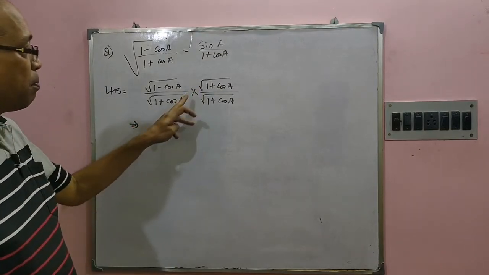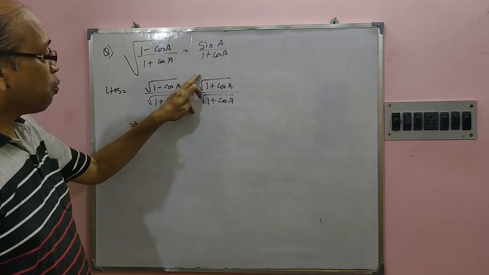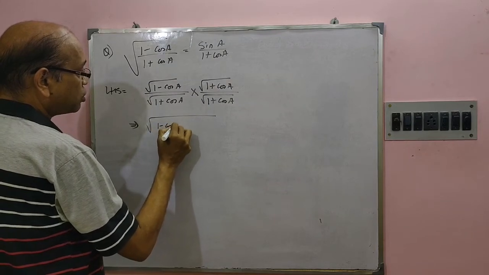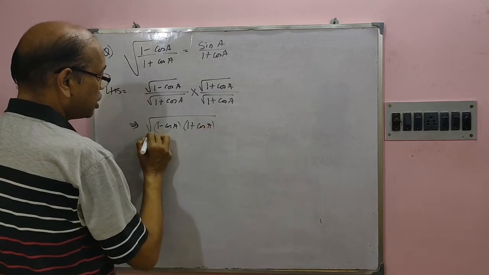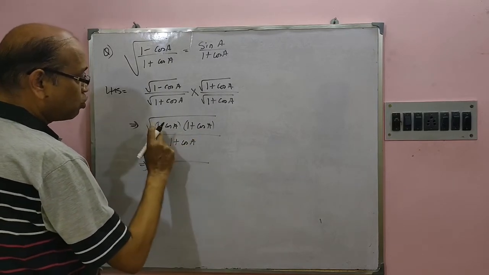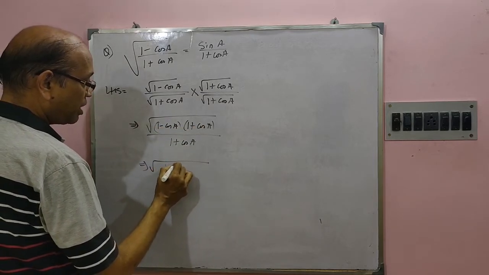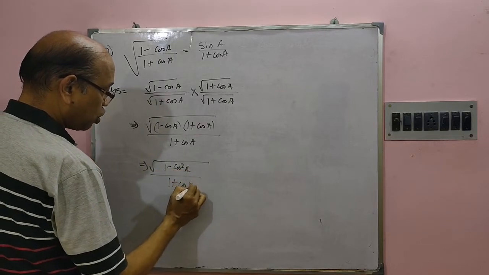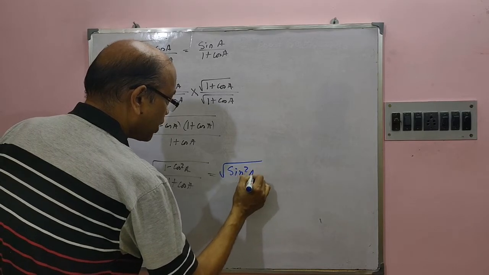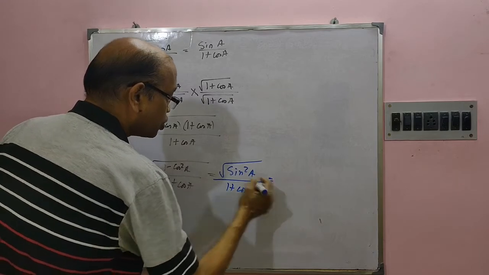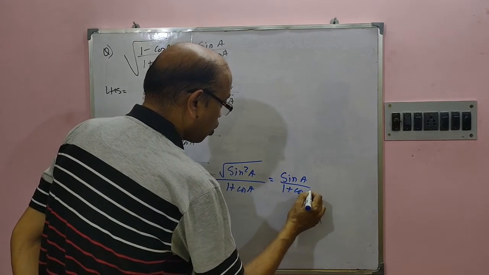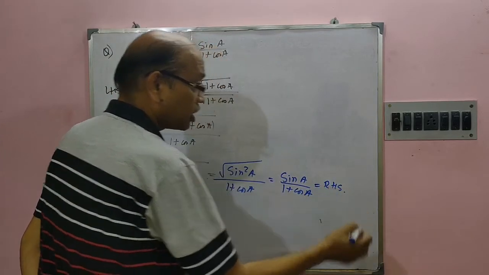So what is the important step? Multiply and divide by root 1 plus cos A by 1 plus cos A. The numerator becomes root of 1 minus cos A into 1 plus cos A. Here root 1 plus cos A into root 1 plus cos A becomes 1 plus cos A. Under the root, A minus B into A plus B is 1 minus cos square A, by 1 plus cos A. Now 1 minus cos square A is equal to root sin square A by 1 plus cos A, the square gets cancelled, which is equal to sin A by 1 plus cos A, and that is equal to your RHS. Clear? Proved. Okay.